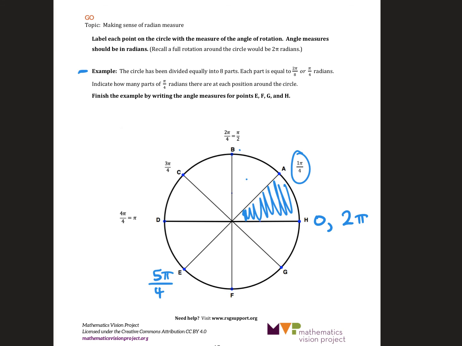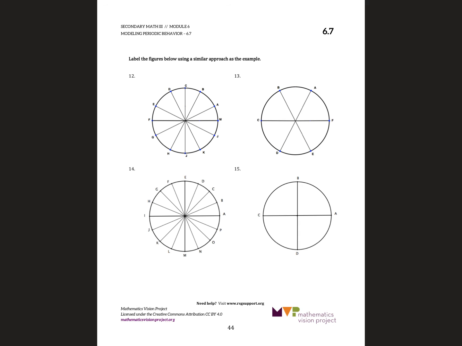At point F, it would be 6 pi over 4, which does reduce. So be sure to put it in its simplest form. That would be 3 pi over 2. And at point G, that would be 7 pi over 4. By the time you get back to H and you get 8 pi over 4, that of course is 2 pi. So your job then is to continue and finish off page 44 by filling in each of these new circles with their radian angle measures based on the fractions of the circle.